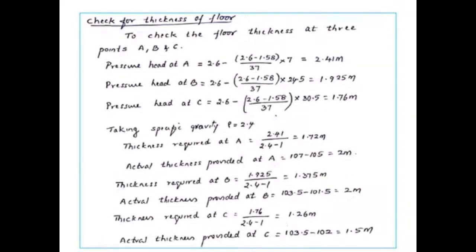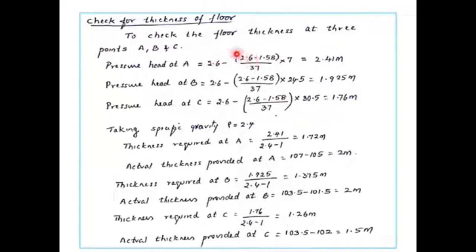Now we can check the thickness of the floor. To check the thickness at the key points like A, B, C, we can find out the pressure head at each of the points at A, B and C. Since we have the pressure heads, we can linearly interpolate by referring to the figures. So the pressure head at A, B and C is determined by interpolation.